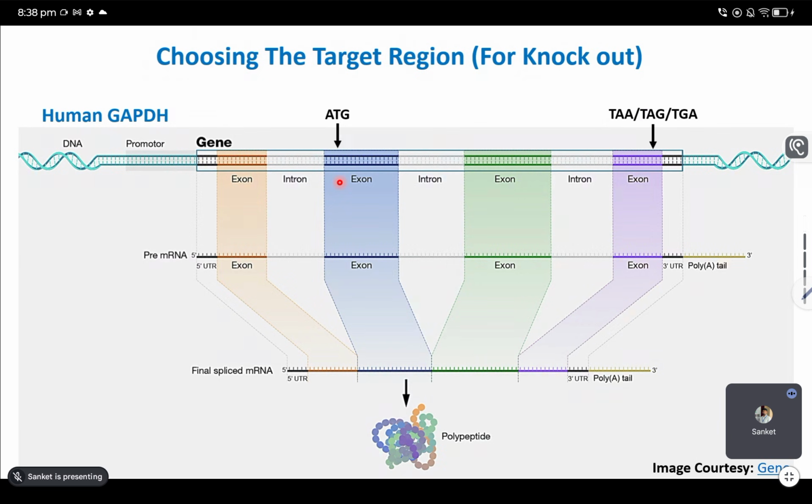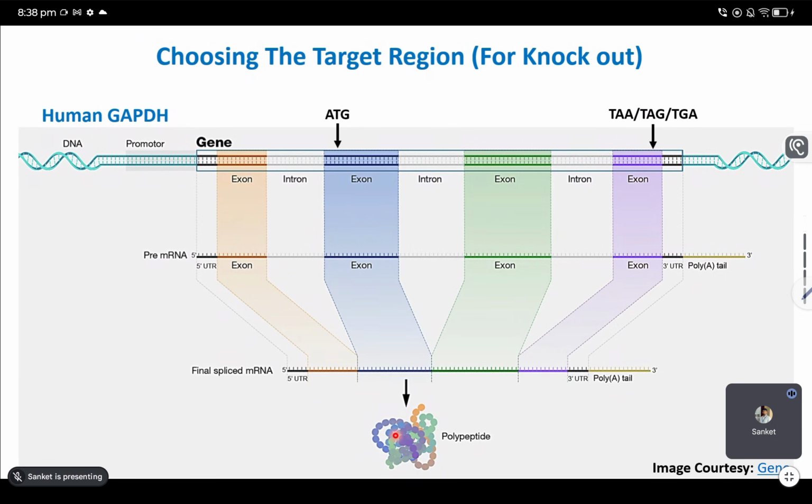So now imagine, as you can see here, once the pre-mRNA is produced, once the RNA polymerase binds to the promoter, and after the pre-mRNA, there is RNA splicing. You all must have studied that in your bachelor's. So post-splicing, the final spliced mRNA is produced. This is the final mRNA, to which the ribosome gets bound at the 5' UTR after recognizing the cap, and then translation happens, which leads to the formation of a polypeptide, which is nothing but the protein.